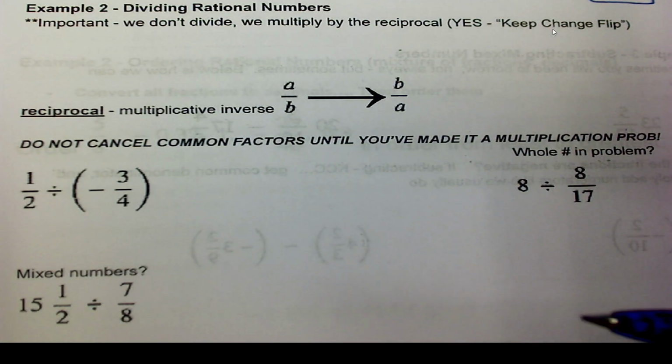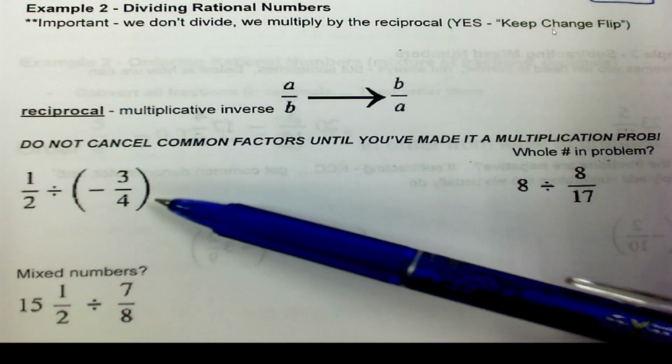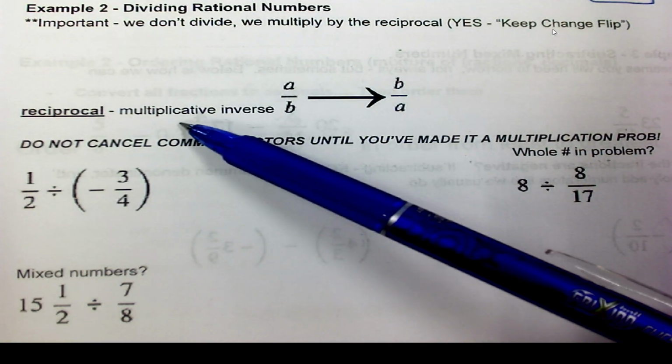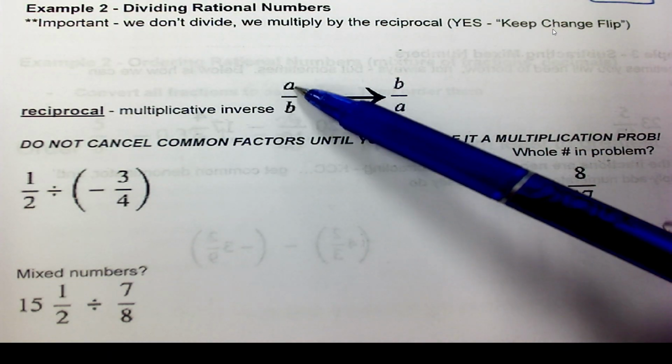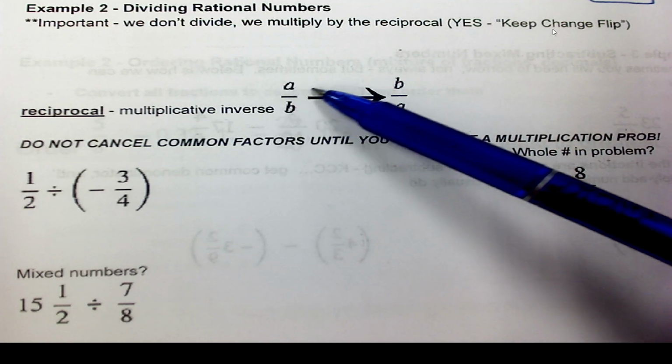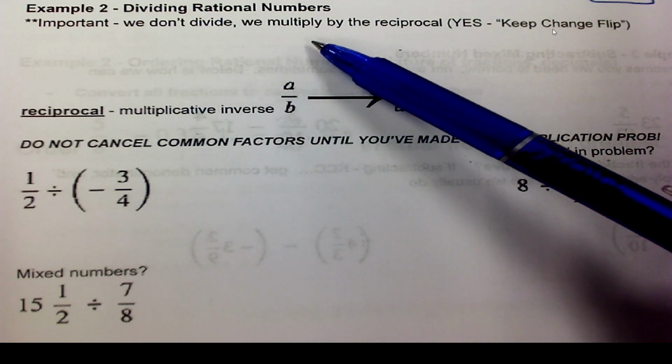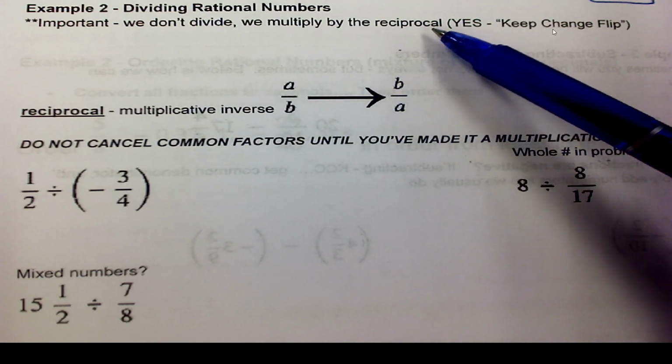How do we divide fractions? Well, we don't really divide. We're going to multiply it by its inverse. If we have a fraction right here and we flip that fraction upside down, we call that an inverse. So again, we don't divide. We're going to multiply by the reciprocal.